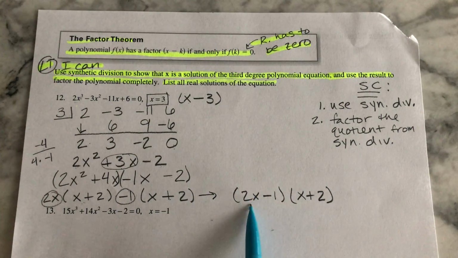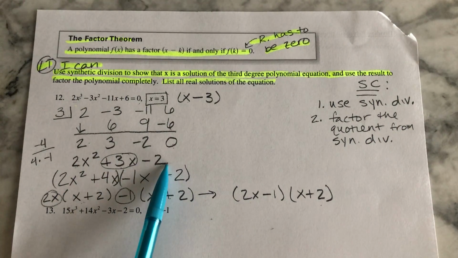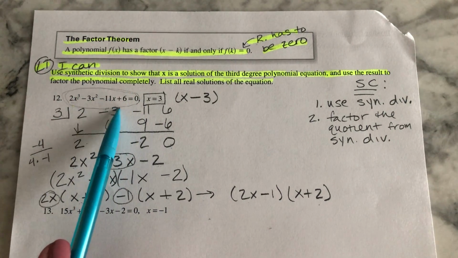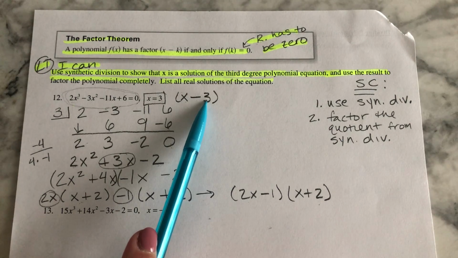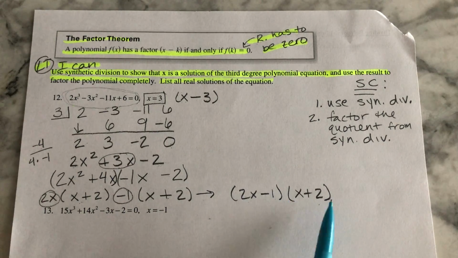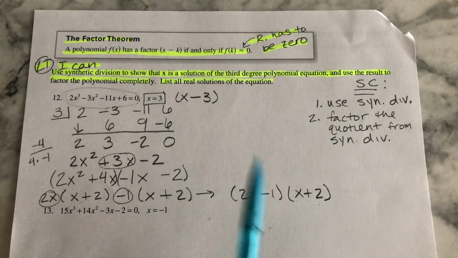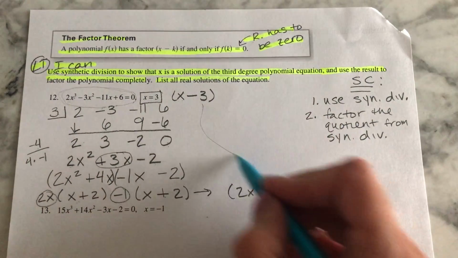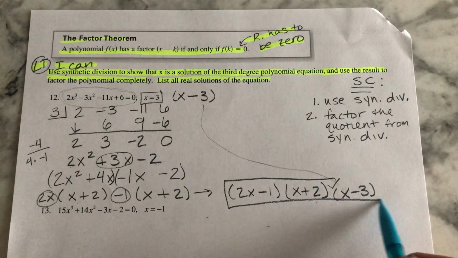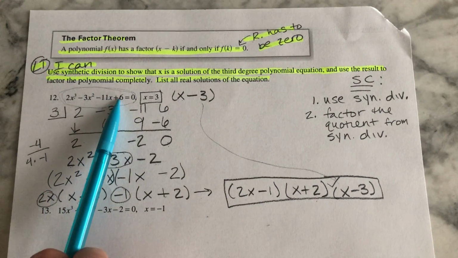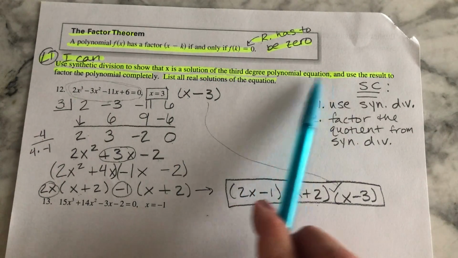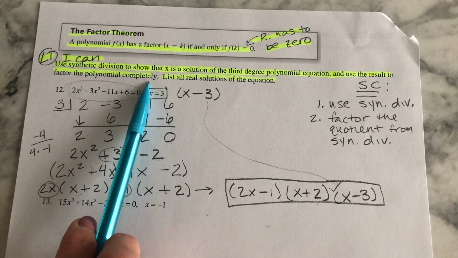Now, notice that this is the factorization of the quotient. I want the factorization of the whole thing. And I know already that x minus 3 is a factor. So x minus 3 is a factor, 2x minus 1 is a factor, and then x plus 2 is a factor. So I'm going to pull this down here to have my complete factorization. That would be the complete factorization of our polynomial. So that's what we were trying to do. We were trying to factor completely to find all the factors.